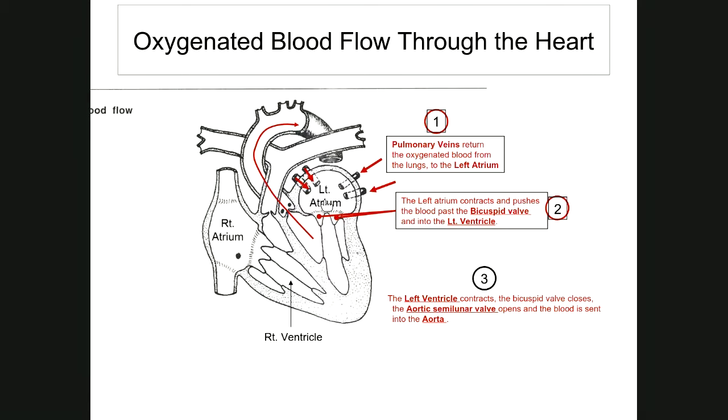Number 2, the left atrium contracts and pushes blood past this valve here called the bicuspid valve. See, it only has 2 flaps, 2 cusps, into the left ventricle. Now look at number 3, the left ventricle contracts, the bicuspid valve closes. Remember, I told you all the valves are one way. The aortic semilunar valve is going to open right here, and blood goes into the aorta and is sent out to the body.